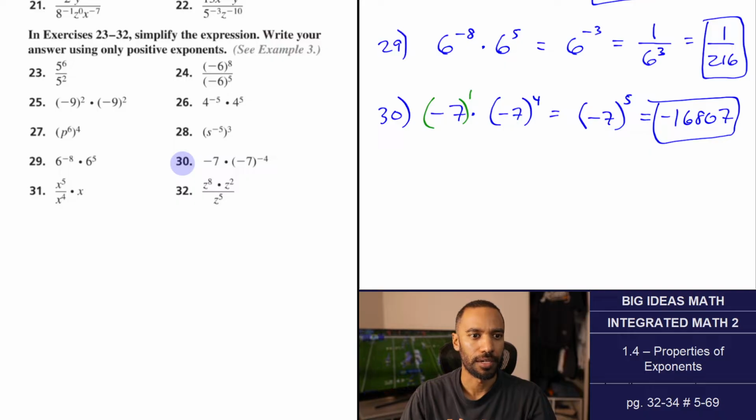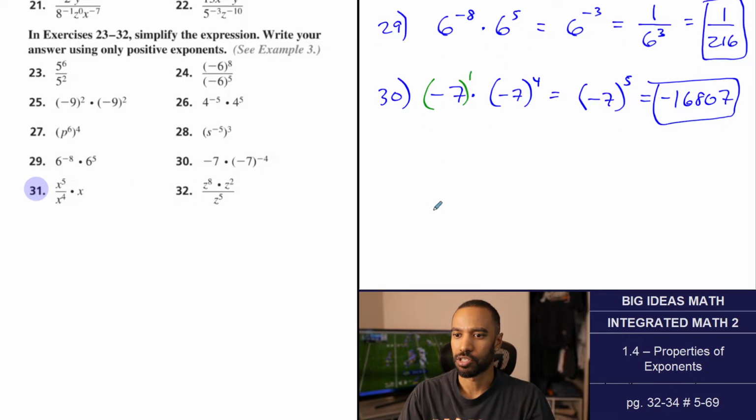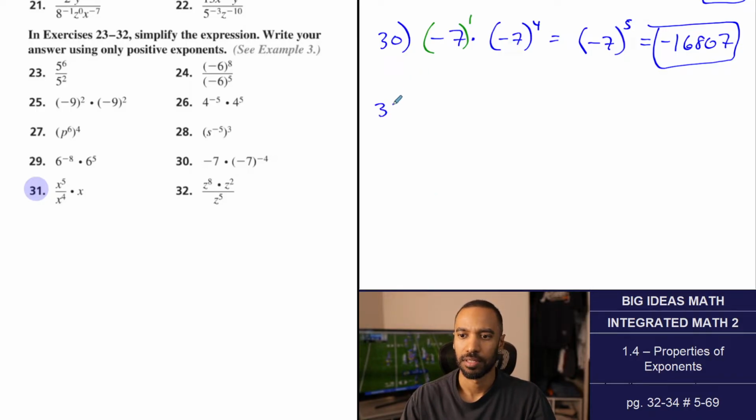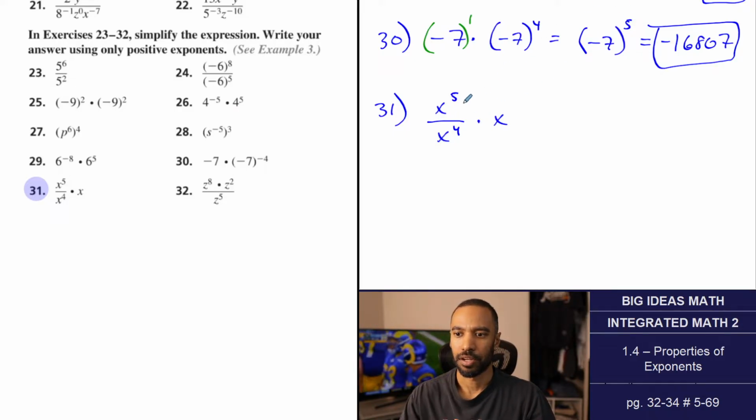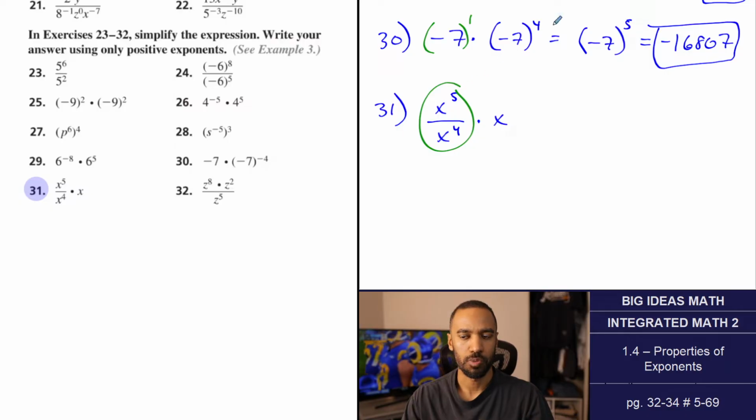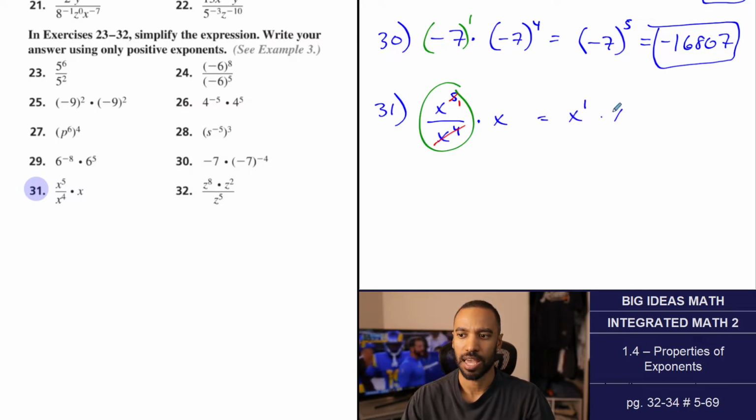Number 31, x to the fifth over x to the fourth times x. One of those more-than-one-way-to-do-it things. Either divide these first, which means you subtract the exponents. All 4 x's go down here, and only one's left up here. So you're left with x to the first times x. And once again, make no mistake, that does mean x to the first as well. x times x is x squared. It's x squared.